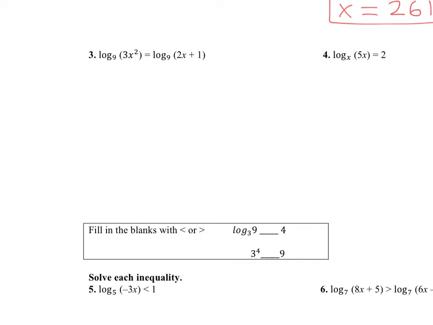Okay, when both sides already have a log, those problems are a lot easier. You could basically just cross these out and now solve the remaining equation. So we want to move everything to one side. So I subtracted the 2x to the left side, and I subtracted the 1. Now I'm going to factor.